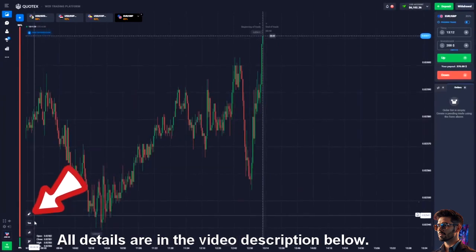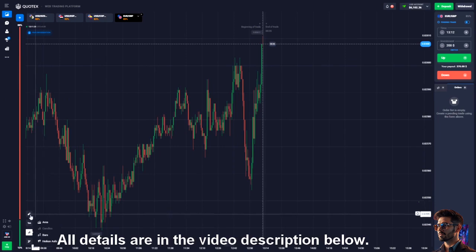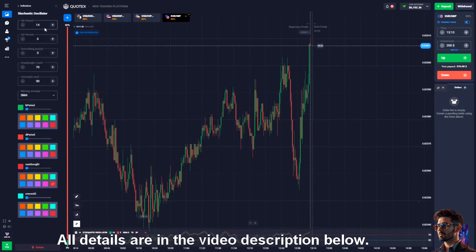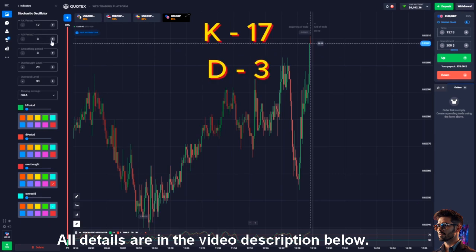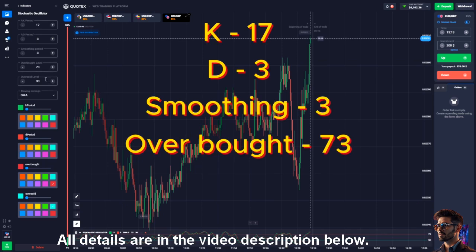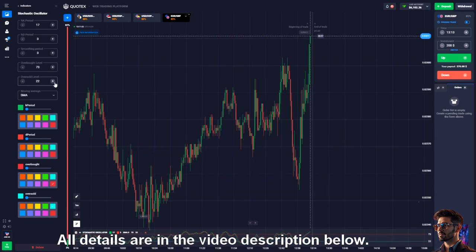Here we have to select our candle type, which is going to be candle only, and then we have to choose our indicators, which is going to be stochastic oscillator. After selecting stochastic oscillator, change its K period to 17, and its D period should be 3. Smoothing period should be 3. Overbought level, let's change it to 73. And oversold level, let's change it to 23. Then increase the width of all the sections.